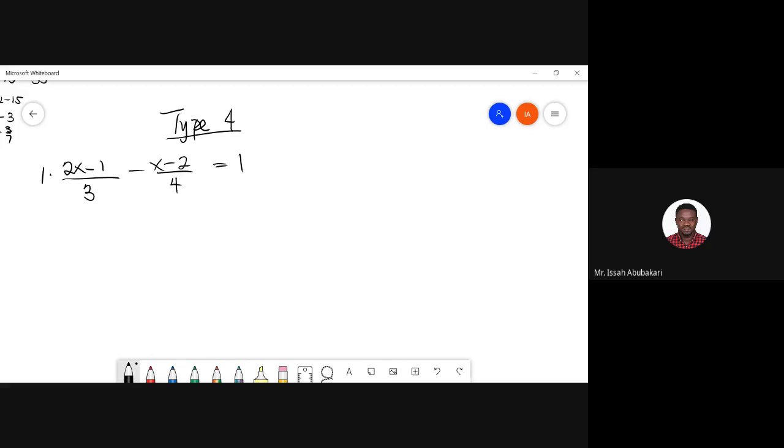So 12 will be multiplied by each and every term. When I say each and every term, this is one term, another term, and this is another term. A term is separated by plus or minus signs. So we have 3 terms and we're going to multiply all of them by the LCM. We said the LCM is 12. So we multiply this by 12.